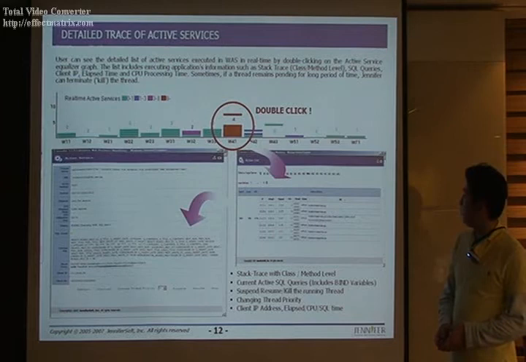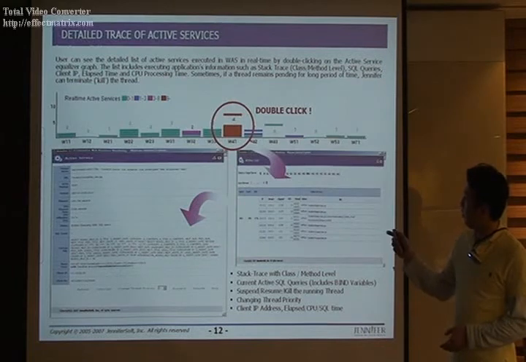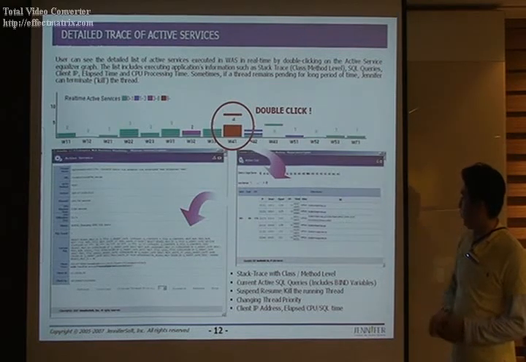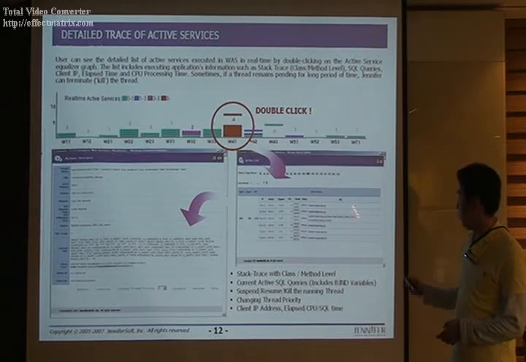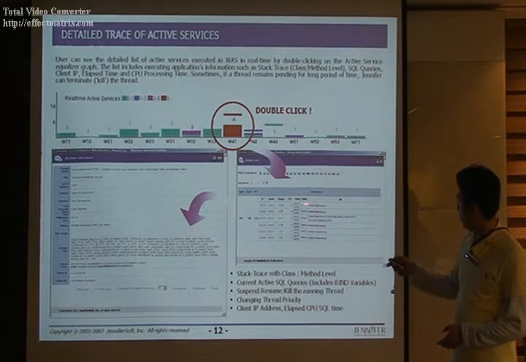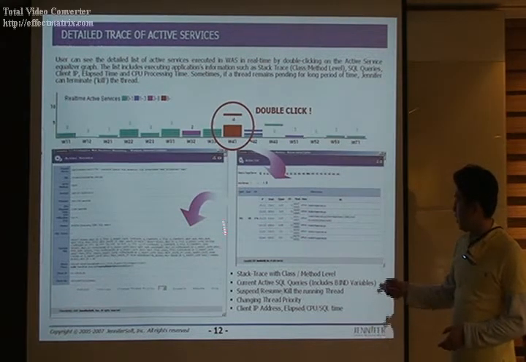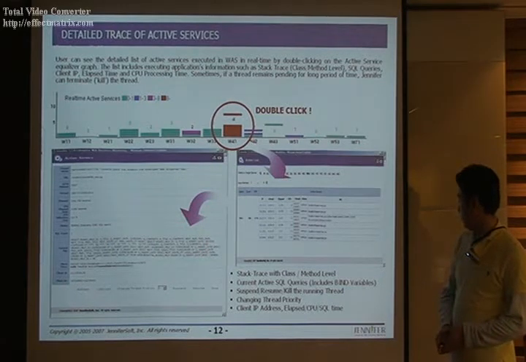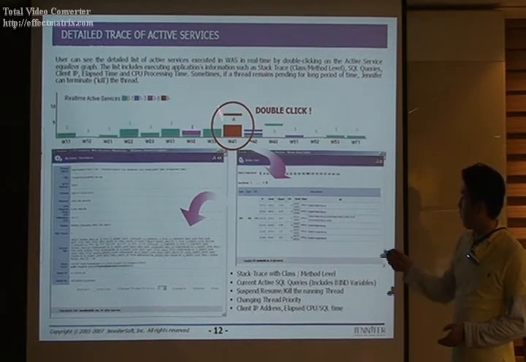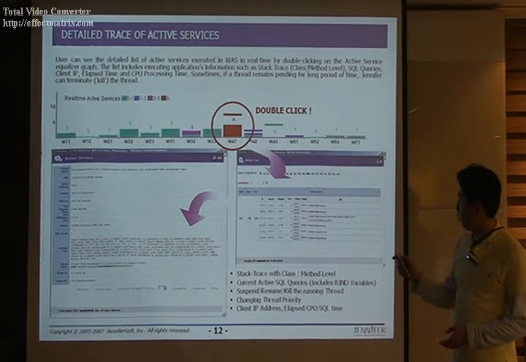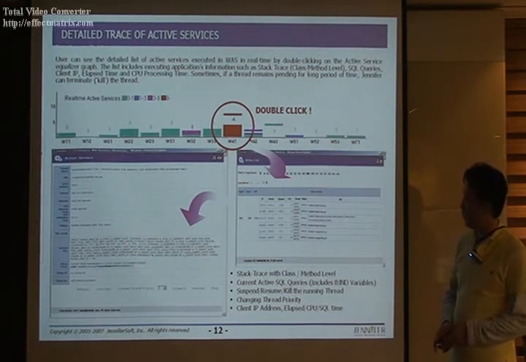Detailed trace of active services. From the dashboard itself, you can simply double-click on each web application server and dive deep into the actual stack trace. You can see the stack trace information over here. And from here, you can also double-click on each item to get even deeper information. Using this, an administrator can quickly drill down from the monitoring screen to a more detailed screen, to an even more detailed screen within a matter of seconds, making Jennifer a very effective tool in quickly identifying and eliminating problems.